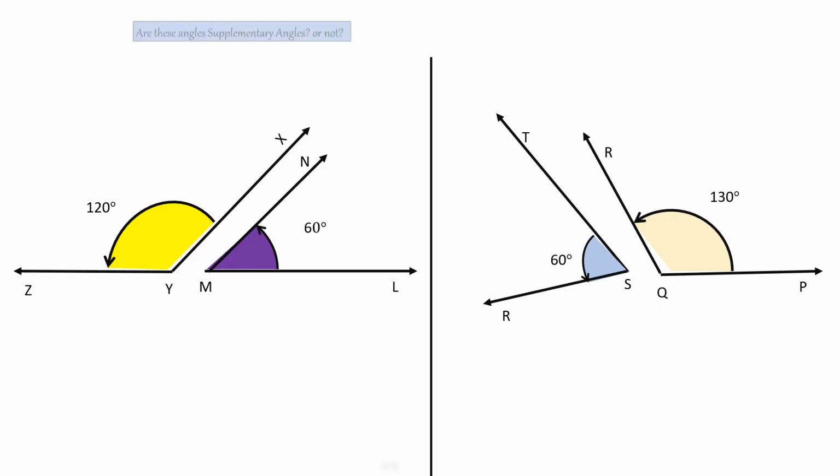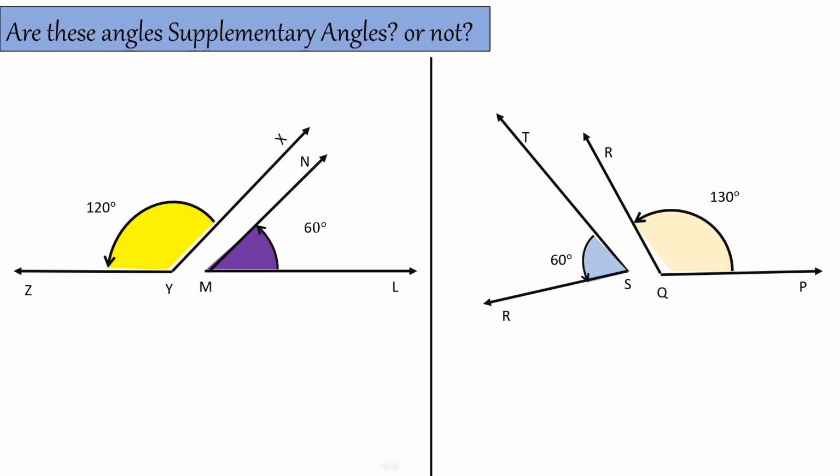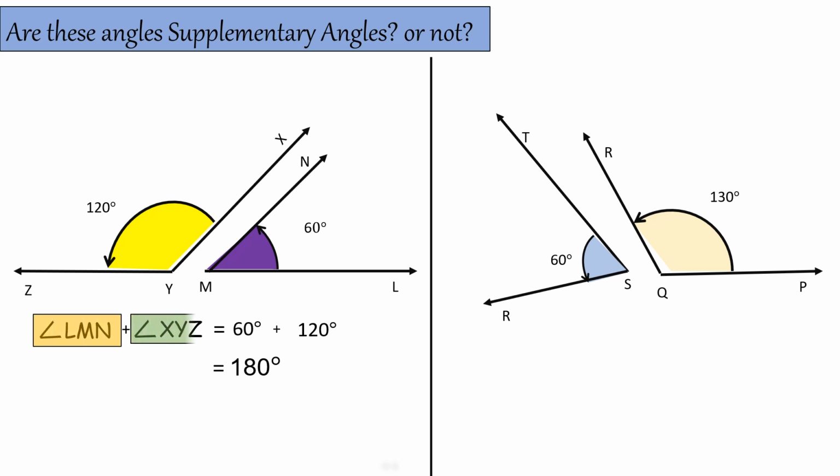Let us see if these angles are supplementary angles or not. Here, angle LMN is 60 degrees and angle XYZ is 120 degrees. Now, the sum of these two angles is equal to 180 degrees. Therefore, angle LMN and angle XYZ are supplementary angles.